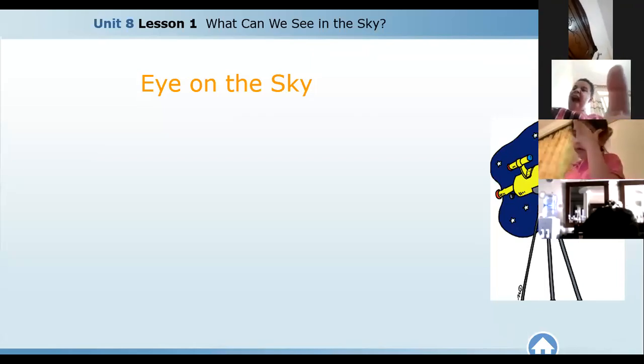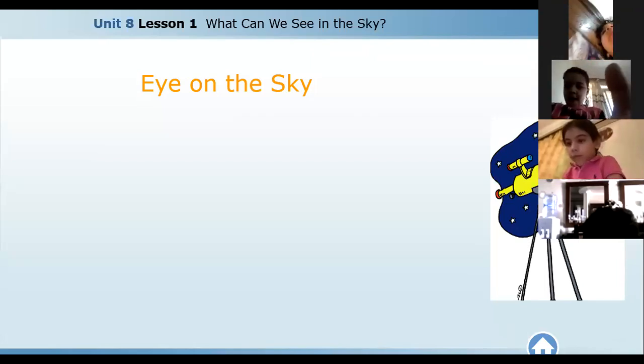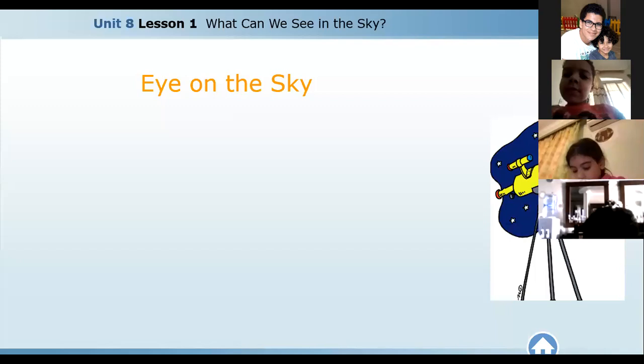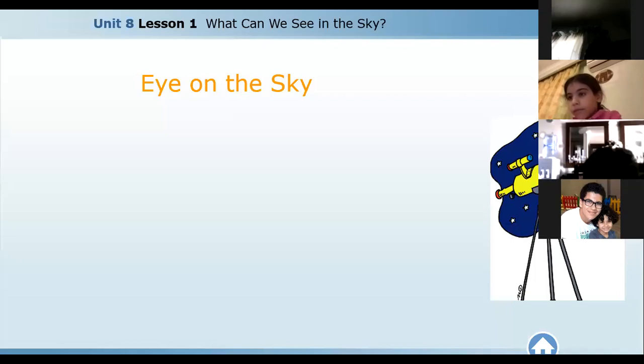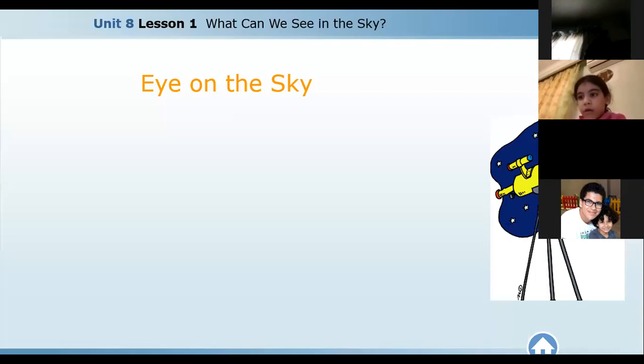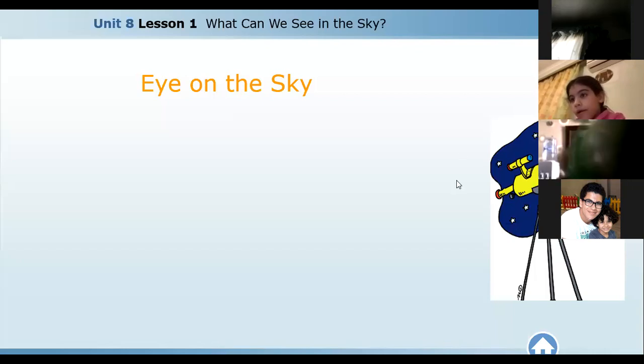Omar. Yes, Omar. What's this tool, ya Omar? What's this tool that you see? The things that you see in the picture. What's this? The moon. Telescope. A telescope. Bravo. Thank you, Omar.